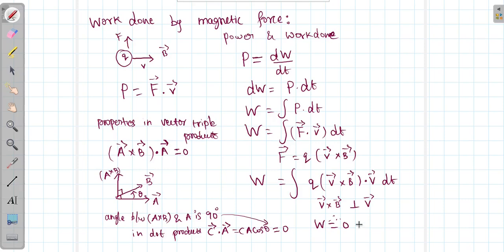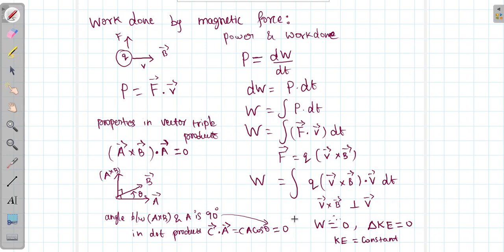It means that there is no change in kinetic energy. Kinetic energy remains constant. They ask questions like: in case of magnetic force acting on the system, the kinetic energy remains the same, or there is no change in kinetic energy, or the work done is equal to 0. This is because V cross B dot V becomes 0.